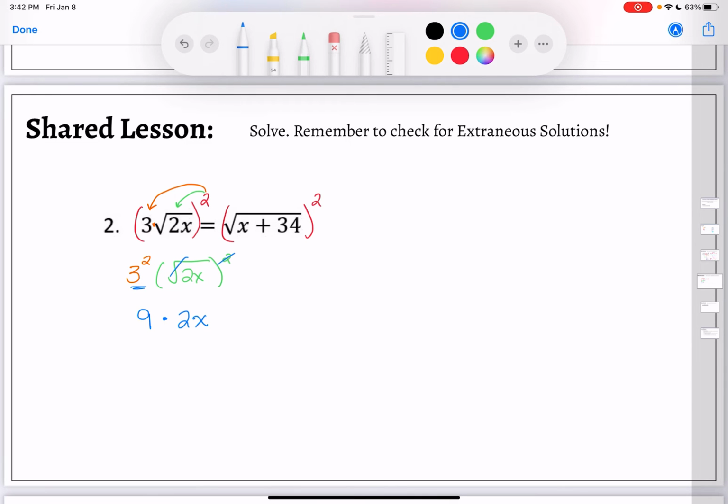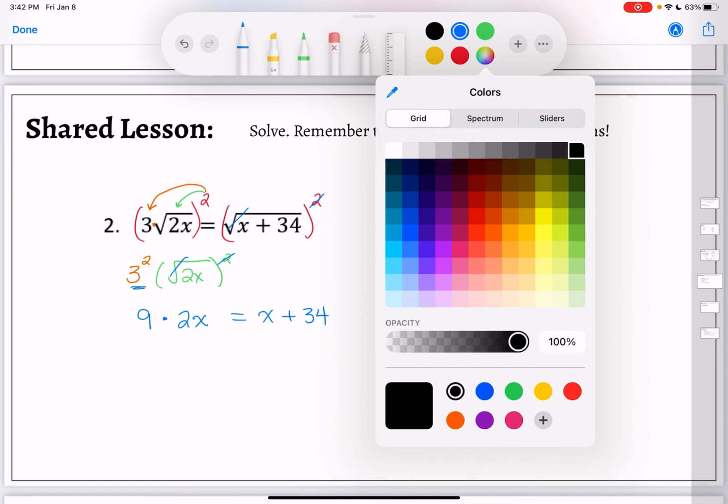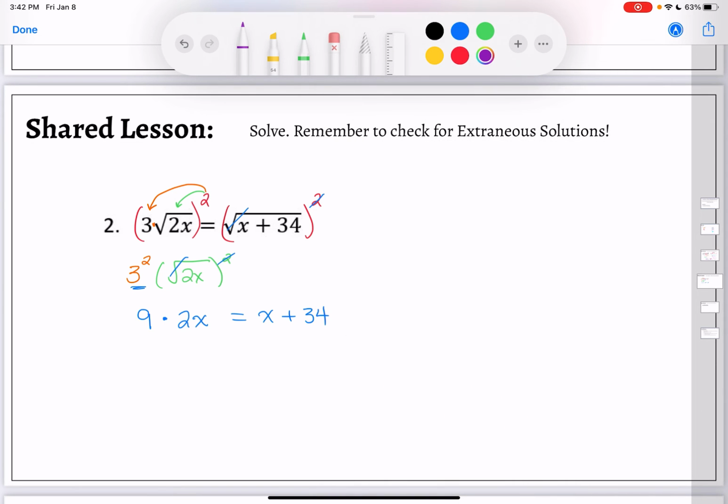Now I was kind of just working a little bit on that side just to show you that. On the right hand side, the square root and the squared will just cancel out, and I'll have x plus 34 since there was nothing on the outside that I was squaring on the right. All right, now I'm going to keep going here. On the left, I have 9 times 2x. That gives me 18x equals x plus 34.